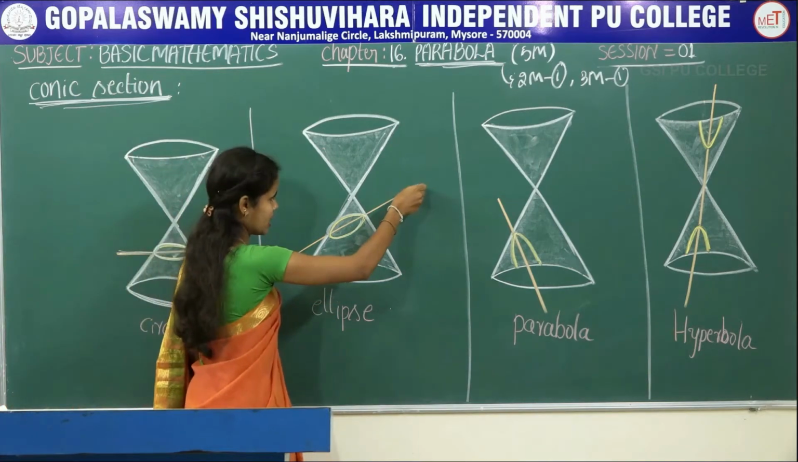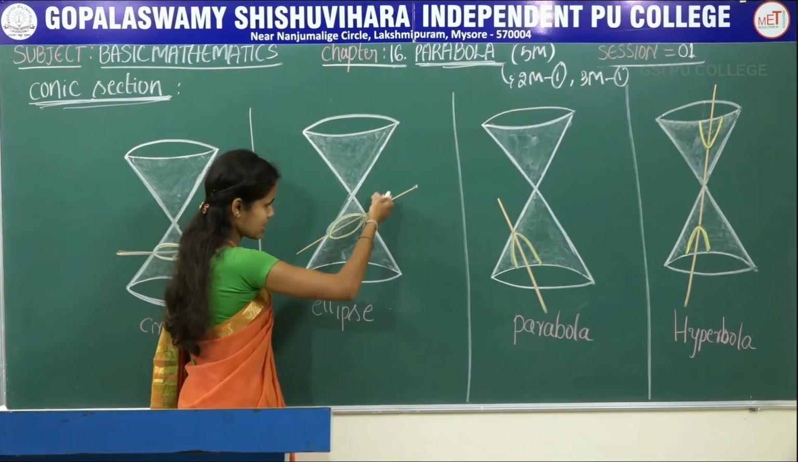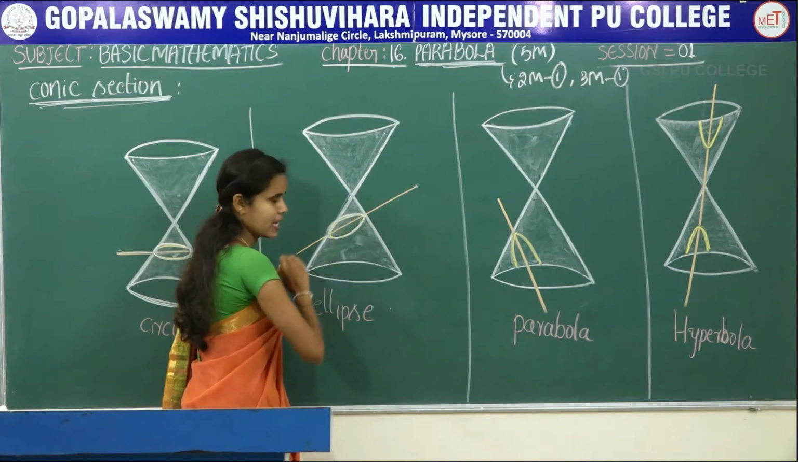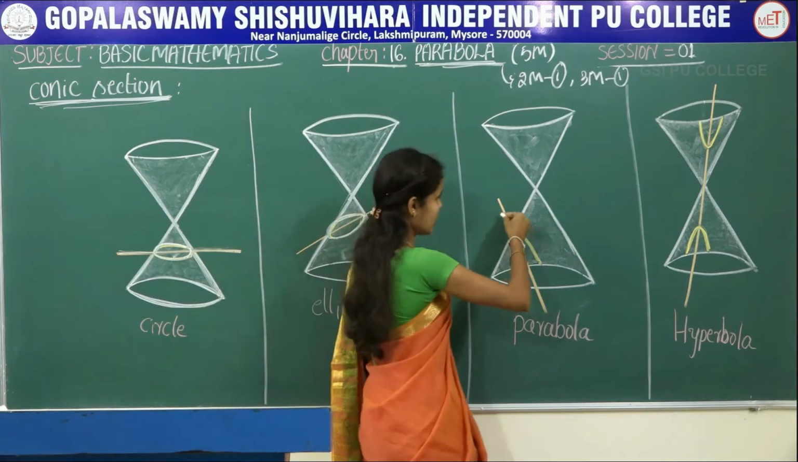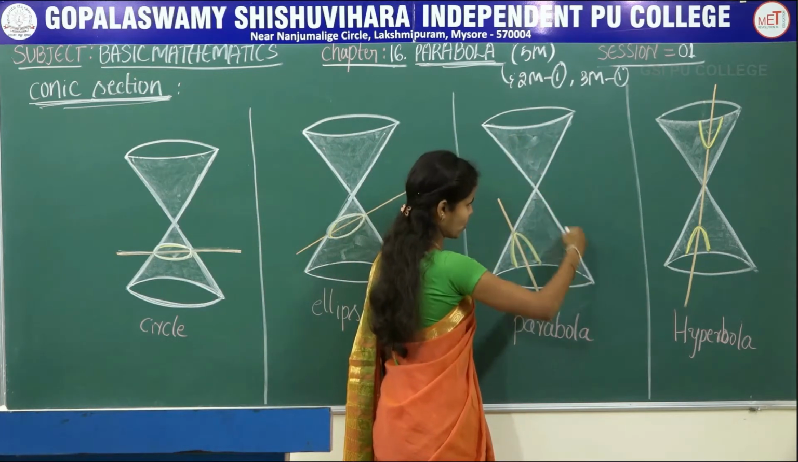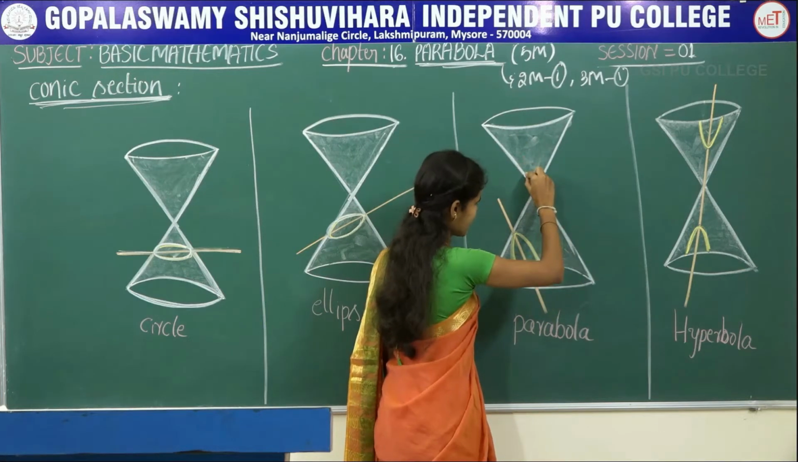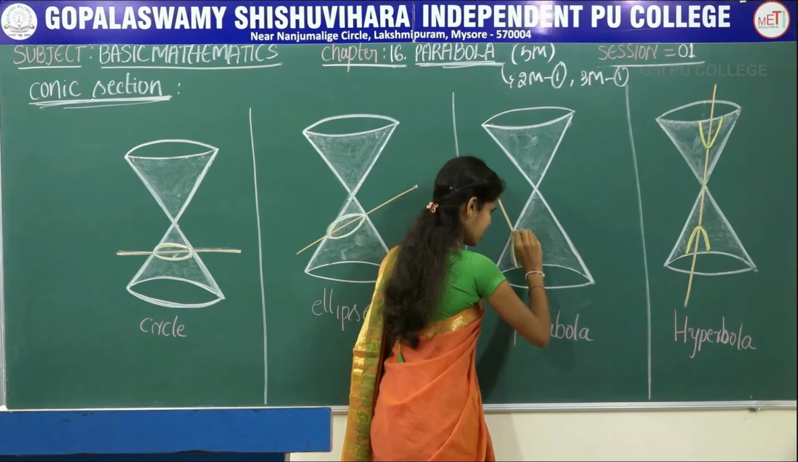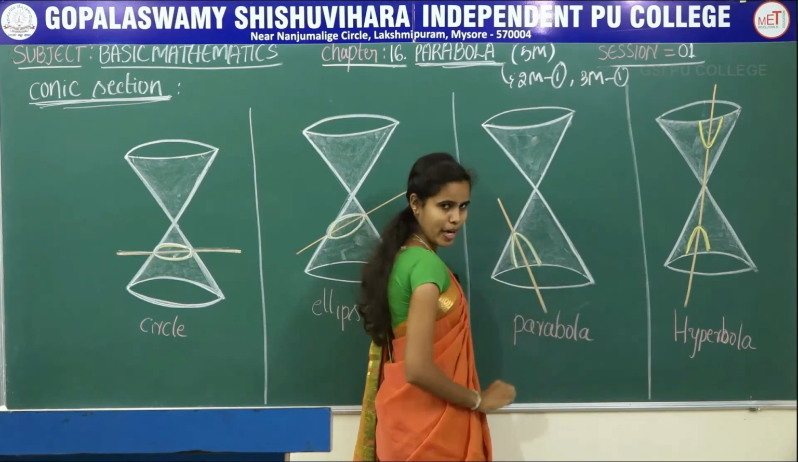Here observe, the plane cuts the right circular cone slantly. So the curve obtained is called an ellipse. Now observe, the plane cuts the right circular cone parallel to this edge. Here we get a curve. This curve is called a parabola.